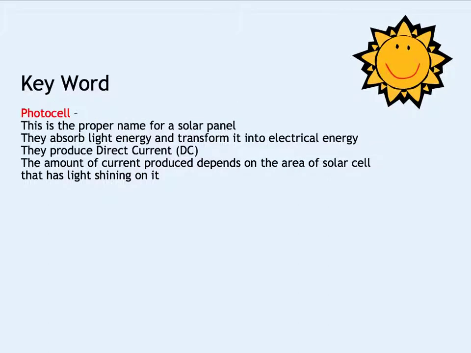Now clearly the key word for this is photocell. Normally you'd probably call this a solar panel, but the proper name that we need to be using in the exam is photocell, and quite simply it is something that absorbs light energy and transforms it into electrical energy. It's also important to remember that they produce direct current. This is the same as you get from a battery, and so this is the opposite of alternating current which you get from the mains. The amount of current that's produced depends on the area of the solar cell that has the light shining on it.